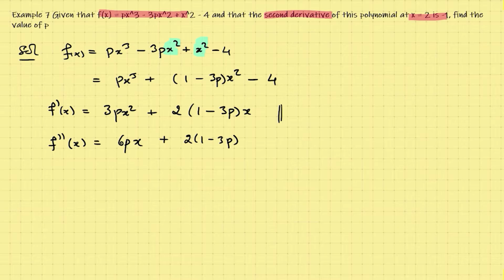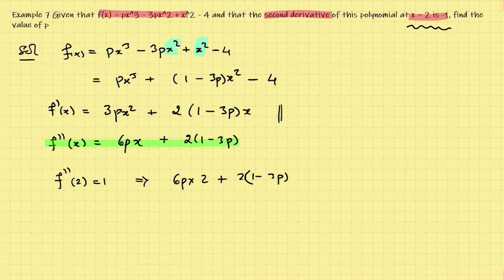So now to use the condition that they've actually told us, I'm going to say f double prime at 2 is minus 1. Well, what is f double prime at 2? Our f double prime is actually here. So we're going to substitute 2 into that, replacing x by 2. I'm going to get 6p times 2 plus 2(1 minus 3p), close brackets, of course, and that's going to be equal to minus 1.